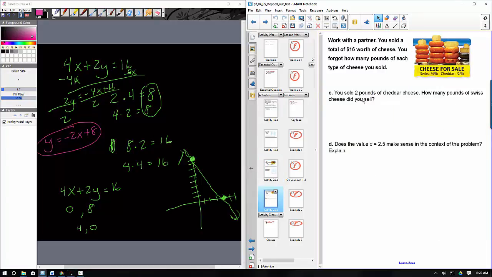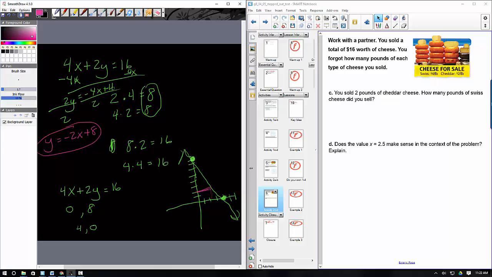So now it says if you sold 2 pounds of cheddar cheese, how many pounds of Swiss cheese did you sell? Again, the cheddar is the x value, right? So I go over to 1, 2, and I go up right here. I think it's about 2. It's where it crosses. So if I sold 2 pounds of cheddar, that means I sold 2 pounds of Swiss.